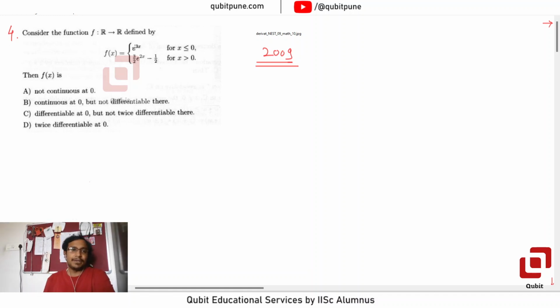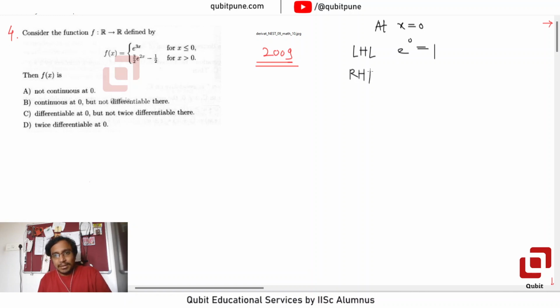Pretty straightforward, because the exponential function is there and you're subtracting a constant from that, so continuity and differentiability individually will not be affected, or even twice differentiability. Okay, let us go for continuity now. What is LHL at 0? LHL at 0 will be e raised to 0, that is 1.